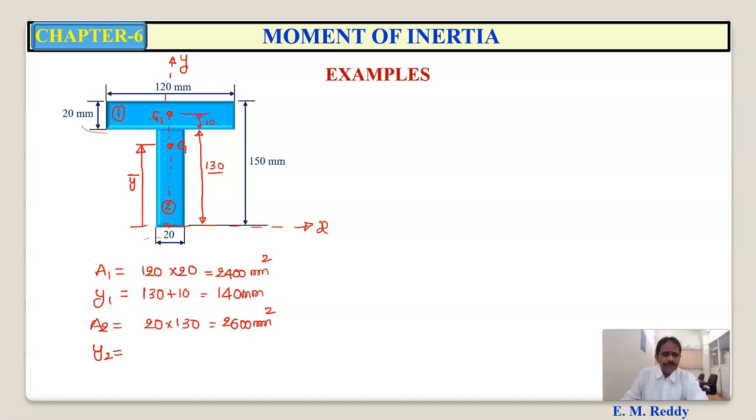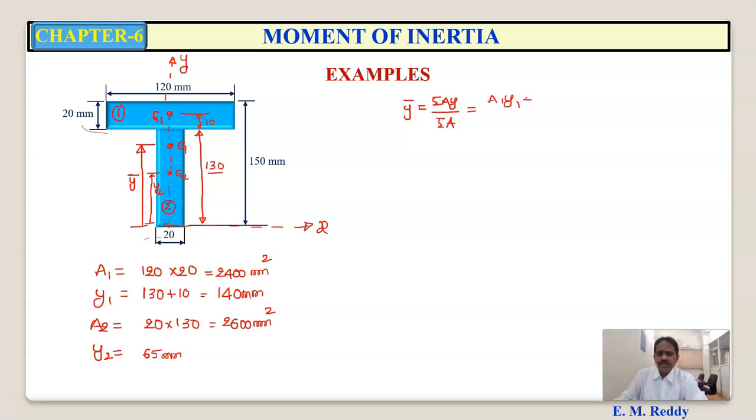G1, centroid of the upper rectangle. Now here y2 means distance of centroid of the lower rectangle from x-axis, right? So this distance is y2. So the midpoint of the lower rectangle is the centroid. So the total height of the rectangle is 130. So half of that, 65, right? So now y bar is equal to summation ay upon summation a.